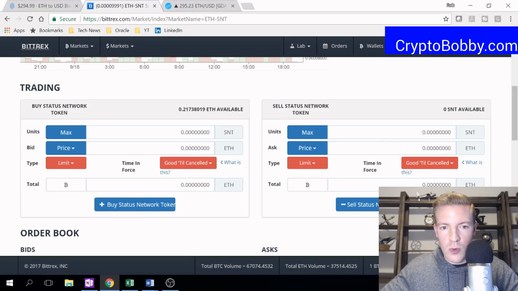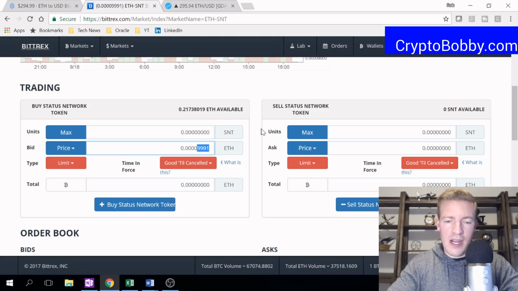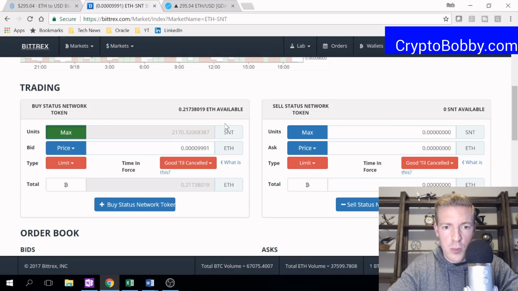I have 0.21 Ethereum, and I see the price right now of Status, SNT, is 0.9991, but I want to wait until it goes down. So I want to wait. If I were to buy the most Status that I could when it's 0.991, I would be buying 2,170 SNT tokens. Let's say I just want a better bargain and I want to set my order lower.